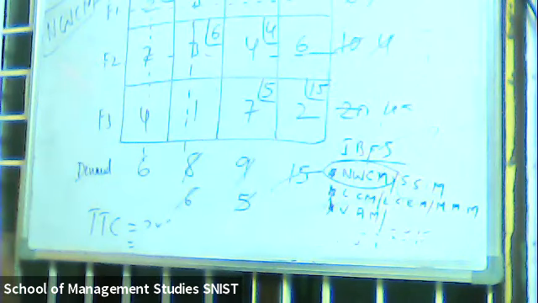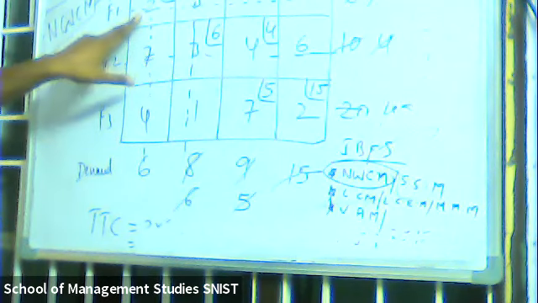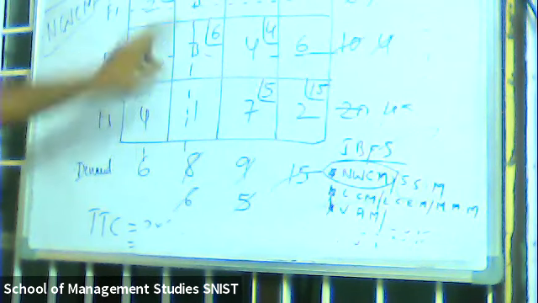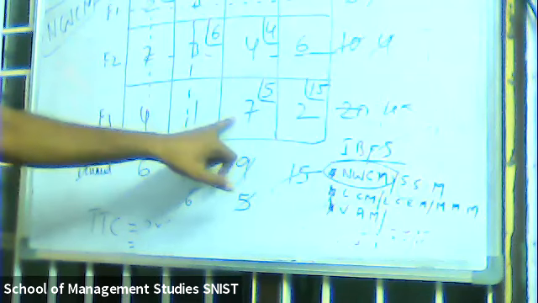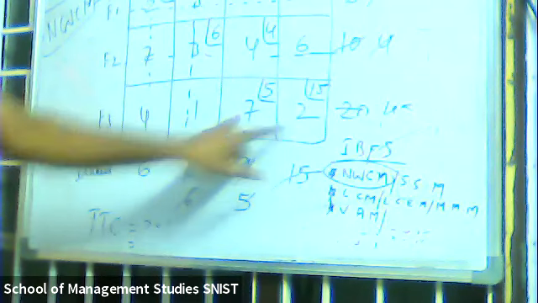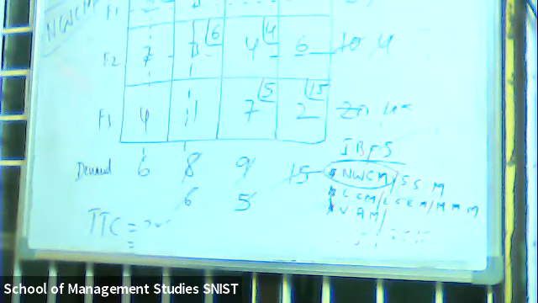After that, the total transportation cost is calculated by multiplying: 2 into 6 plus 3 into 2 plus 3 into 6 plus 4 into 4, then 7 into 5 plus 2 into 15. Then we get the final answer, the total transportation cost. This is what we did in the last class under the northwest corner method, right?